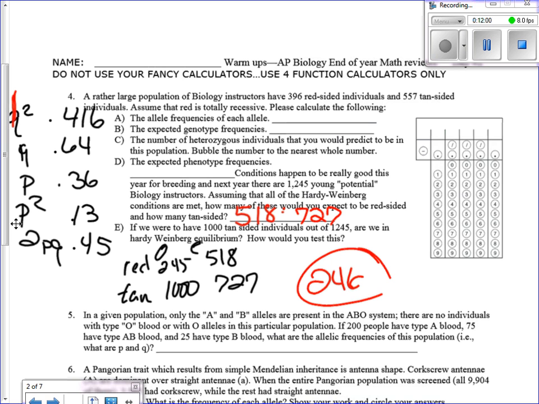Okay. So, in a given population only the A and B alleles are present in the ABO system. There are no individuals with type O or with O alleles. If 200 individuals have type A, which means what? They have to be what? Okay, there are no O alleles. So AA. 200 are AA, 75 are AB, and 25 are BB.